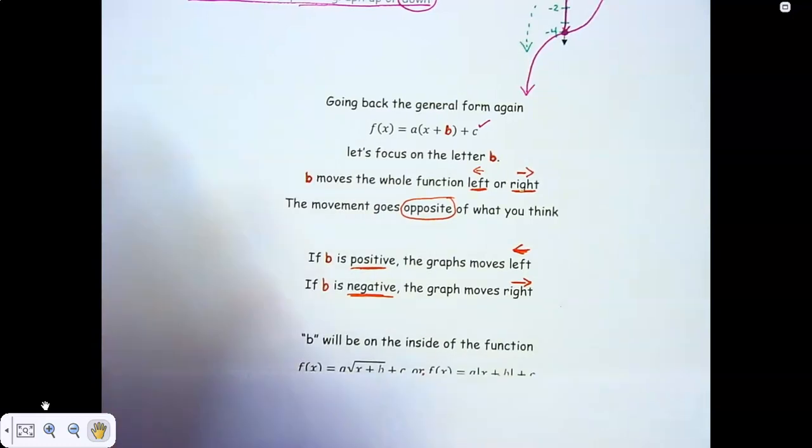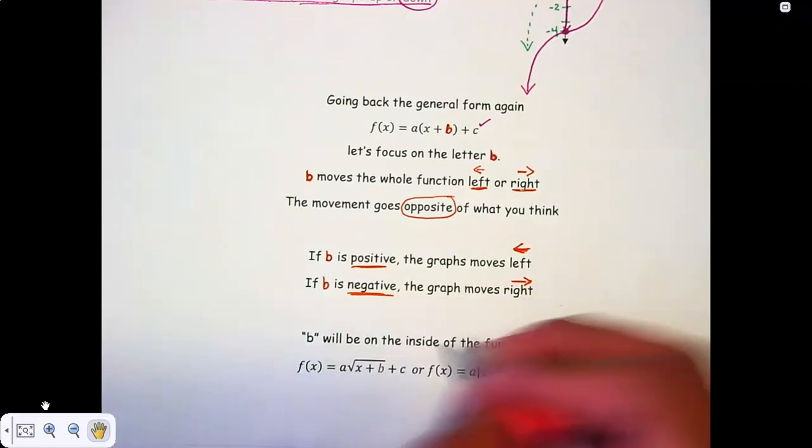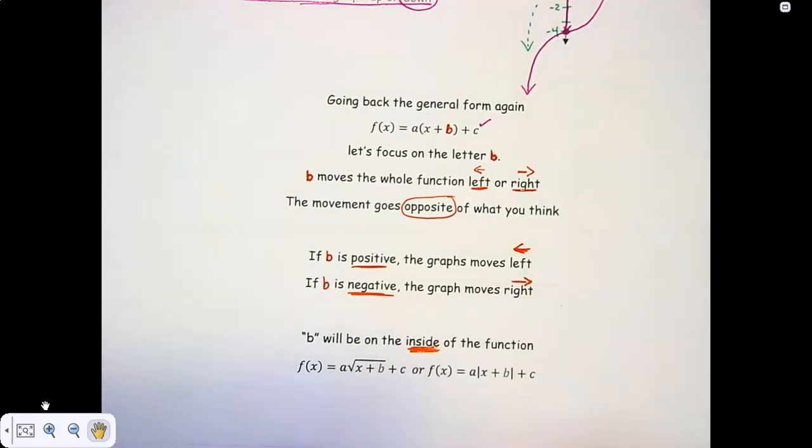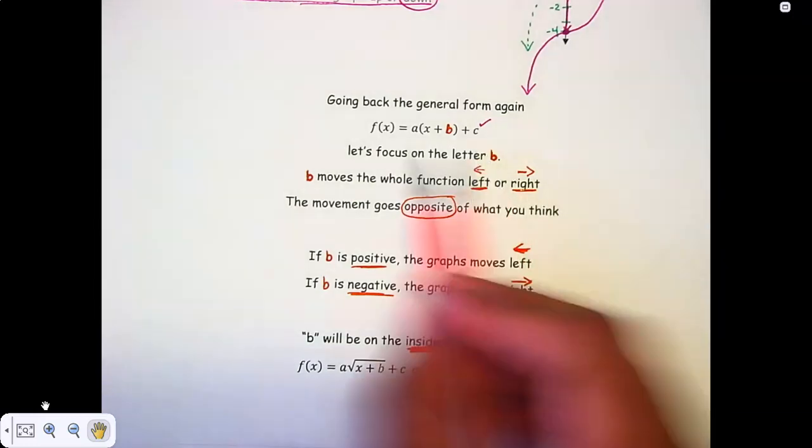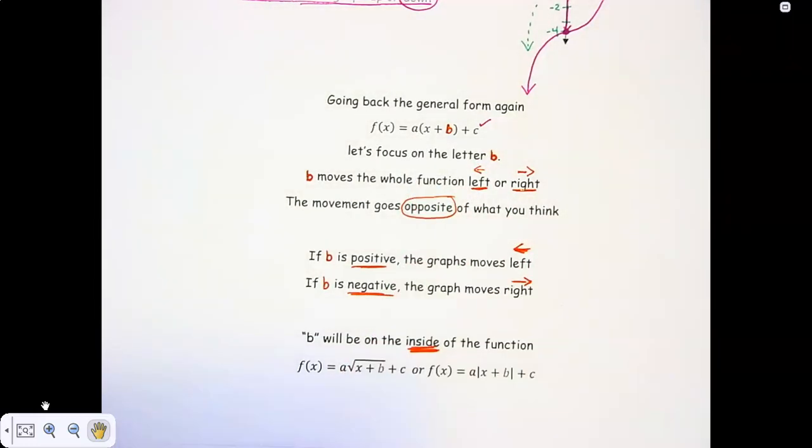All right, now, in the past, I've had students that were like, Mr. Homer, how am I supposed to know it's B or not? I'm so confused. So I was like, well, let me put it in the notes right here. B is going to be on the inside of the function. Not on the outside. We know C is on the outside, at the back here. A is in the front of the function. So B is going to be on the inside.